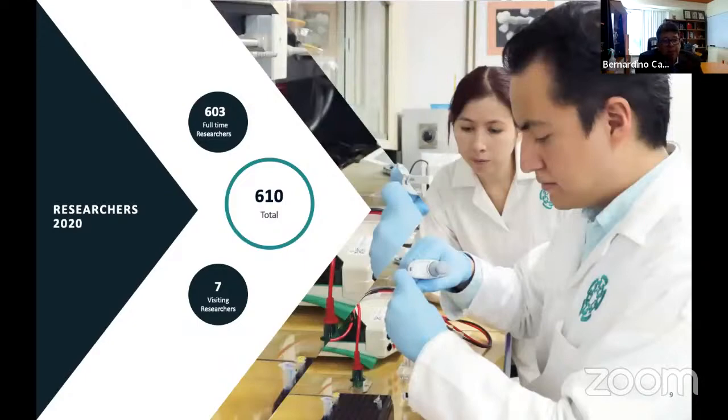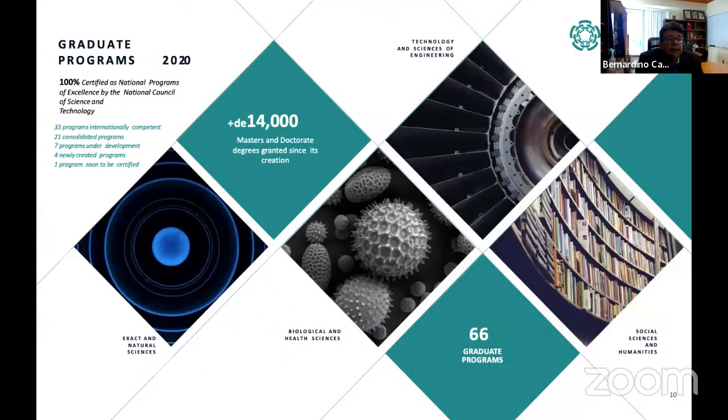I have mentioned that we have 610 researchers. We have several areas: exact and natural sciences, biological and health sciences, social sciences and humanities, and technology and sciences of engineering. As I have mentioned before, 100 of our programs are certified as excellence programs.